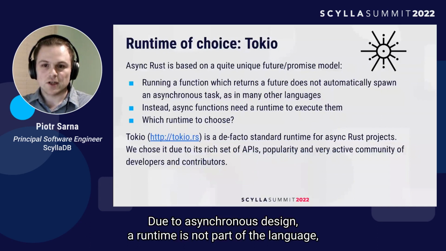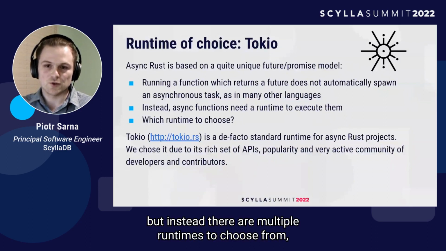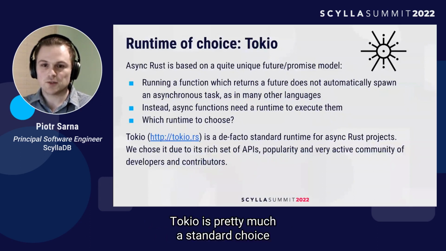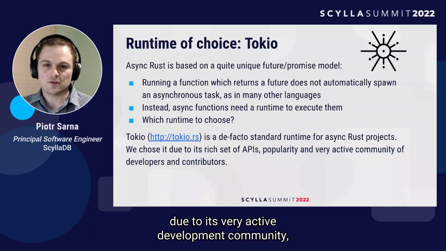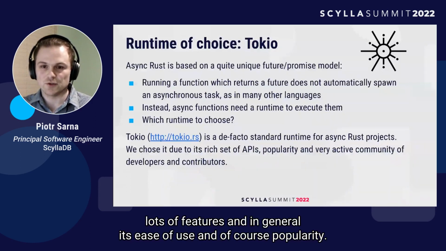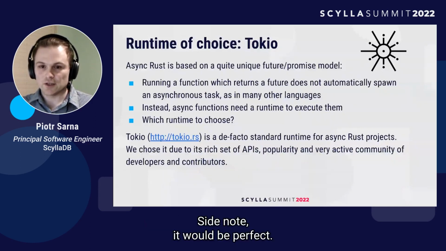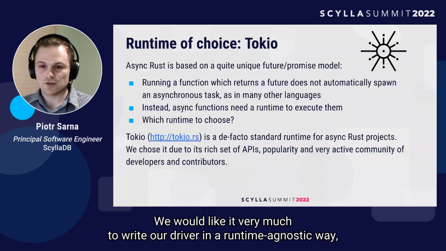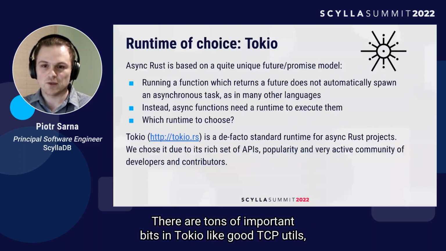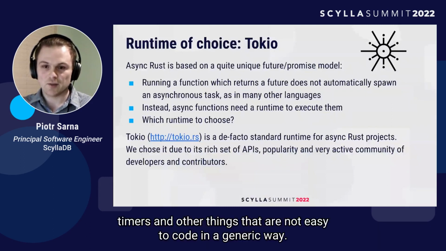Due to async Rust design, runtime is not part of the language, but instead there are multiple runtimes to choose from, most of them open source. And we picked Tokio. Tokio is pretty much a standard choice due to its very active development community, lots of features, and general ease of use, and of course popularity. Side note, it would be perfect, we would like it very much, to write our driver in a runtime agnostic way, but we decided that the ecosystem is not yet ready for it. There are tons of important bits in Tokio, like good TCP utils, timers, and other things that are not easy to code in a generic way.